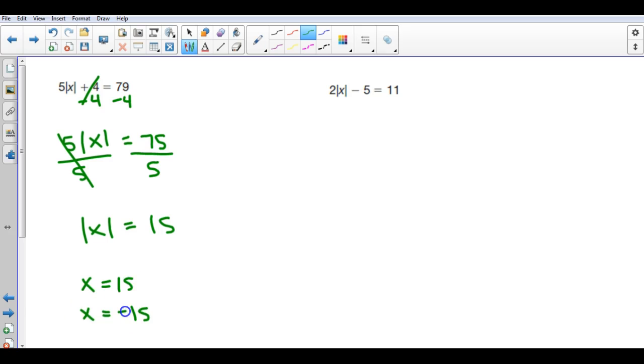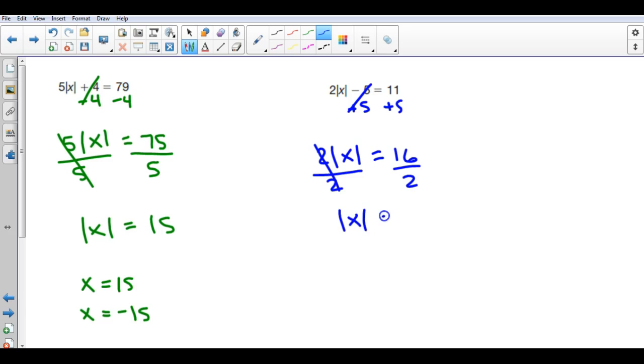Next one, I'm going to do this the same way. Reverse order of operations, I need to add the 6, or why am I adding 6? I need to add 5 first. So 2 times the absolute value of x equals 16. And then just like we did in the last problem, 2 is being multiplied by the absolute value of x, so I need to divide both sides by 2. So I know that the absolute value of x equals 16 divided by 2, which is 8.